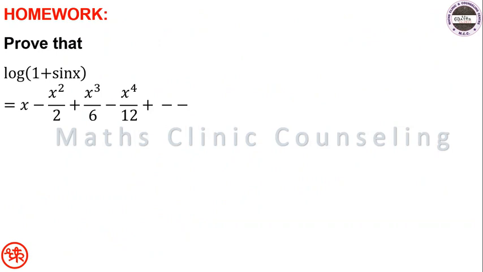Prove that log of 1 plus sin x is equal to x minus x square by 2 plus x cube by 6 minus x to the power 4 by 12 plus dash dash dash.